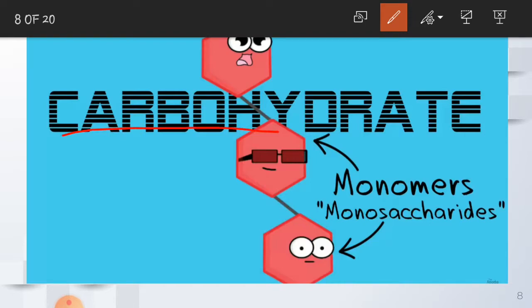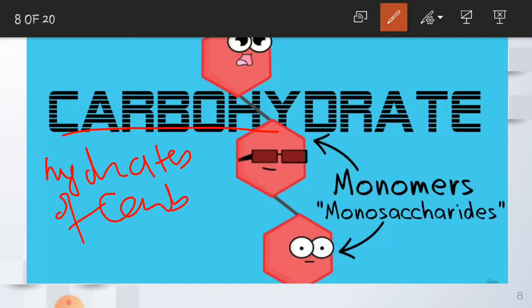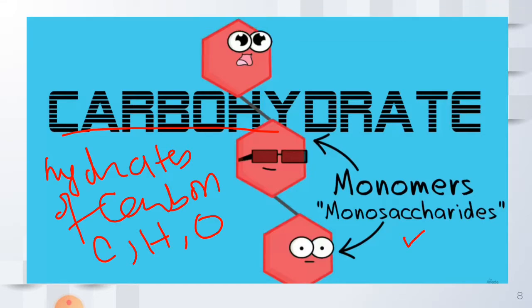Carbohydrates, as the name suggests, are the hydrates of carbon, and they are made up of carbon, hydrogen, and oxygen. The monomers of carbohydrates are called monosaccharides. So this means that carbohydrates are made up of monosaccharides.